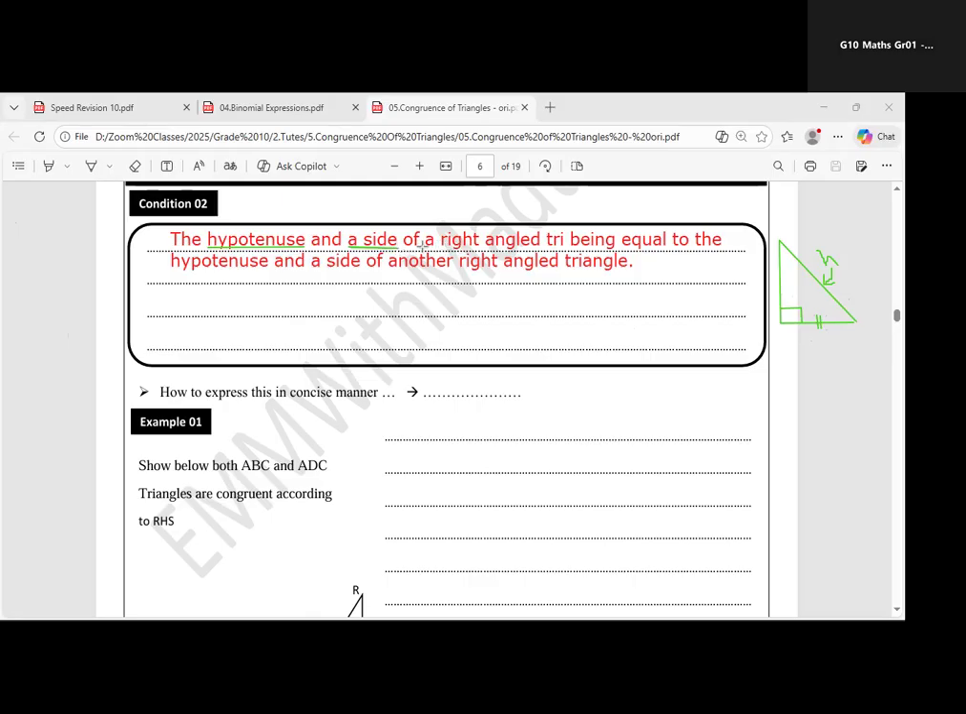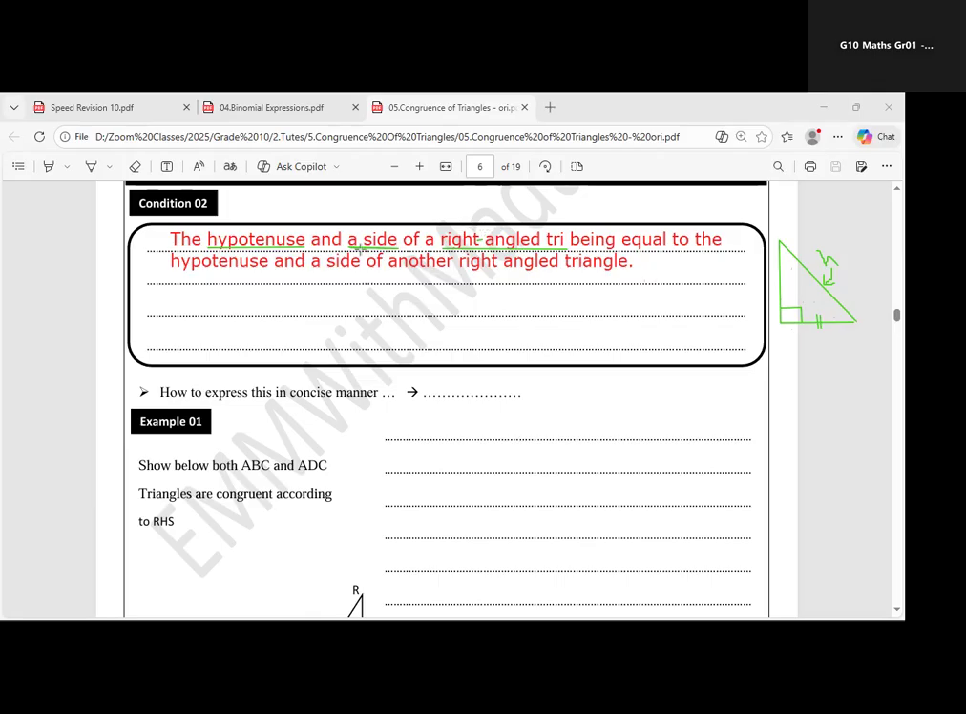Of which triangle? A right angle triangle. Definitely it should be. So we make a triangle. Write it in the full word: right angle triangle. Definitely it should be a right angle triangle.